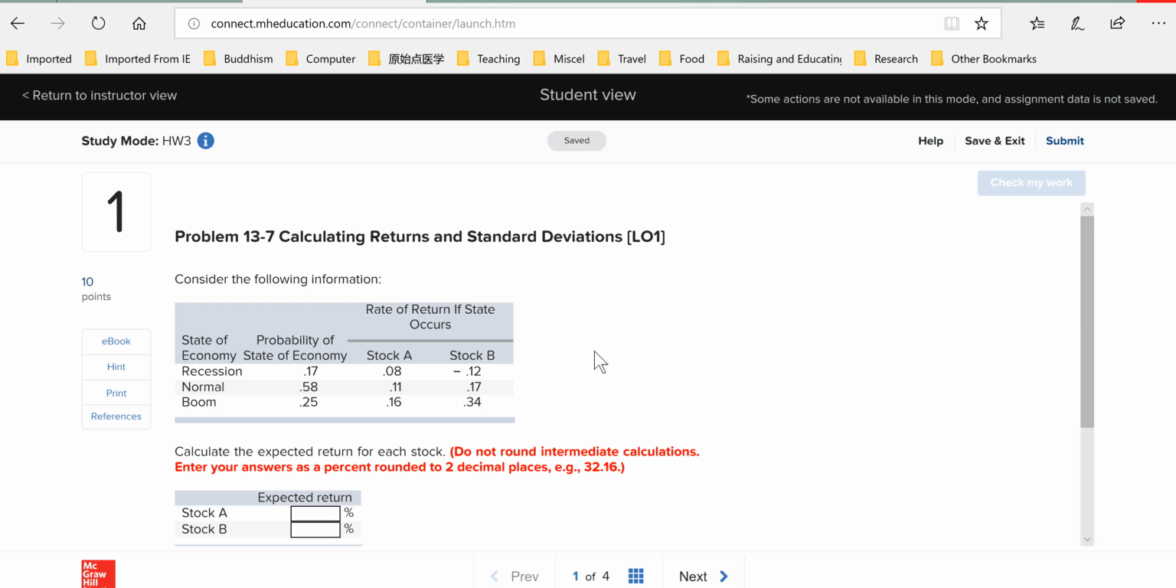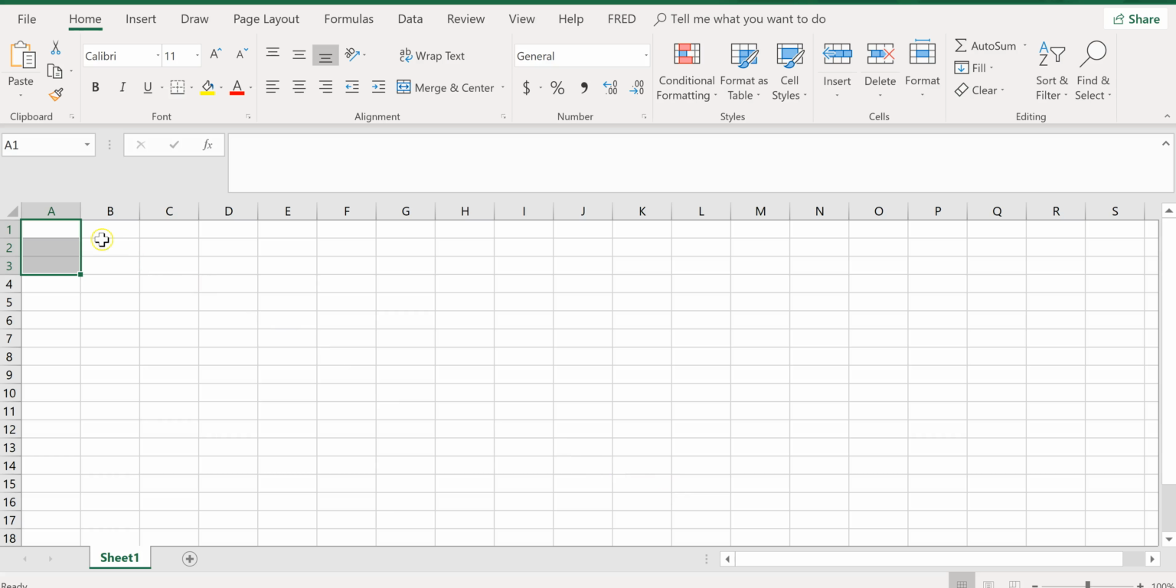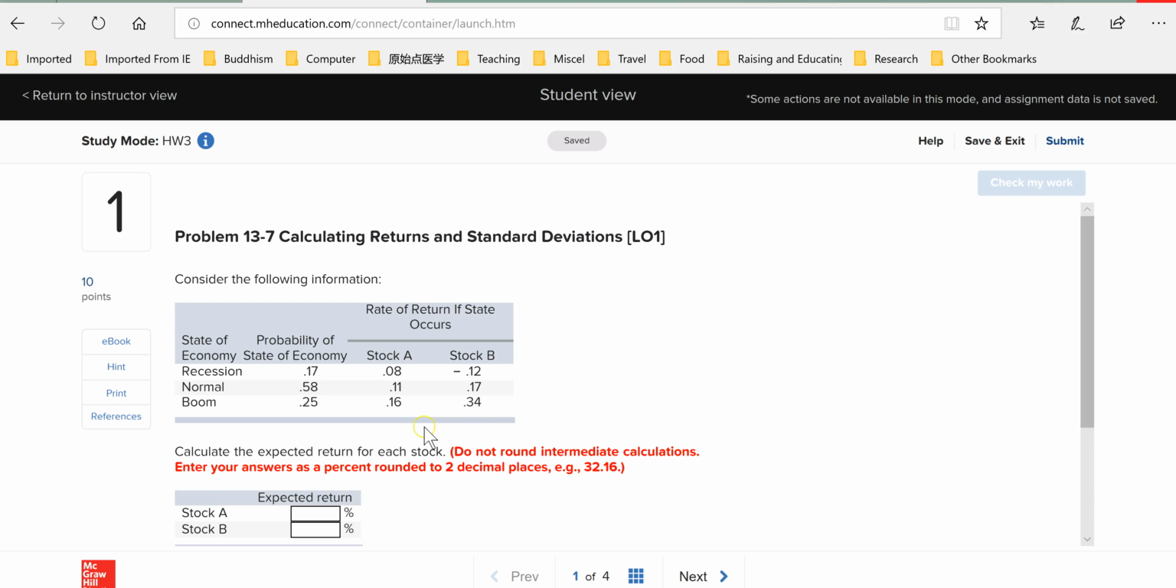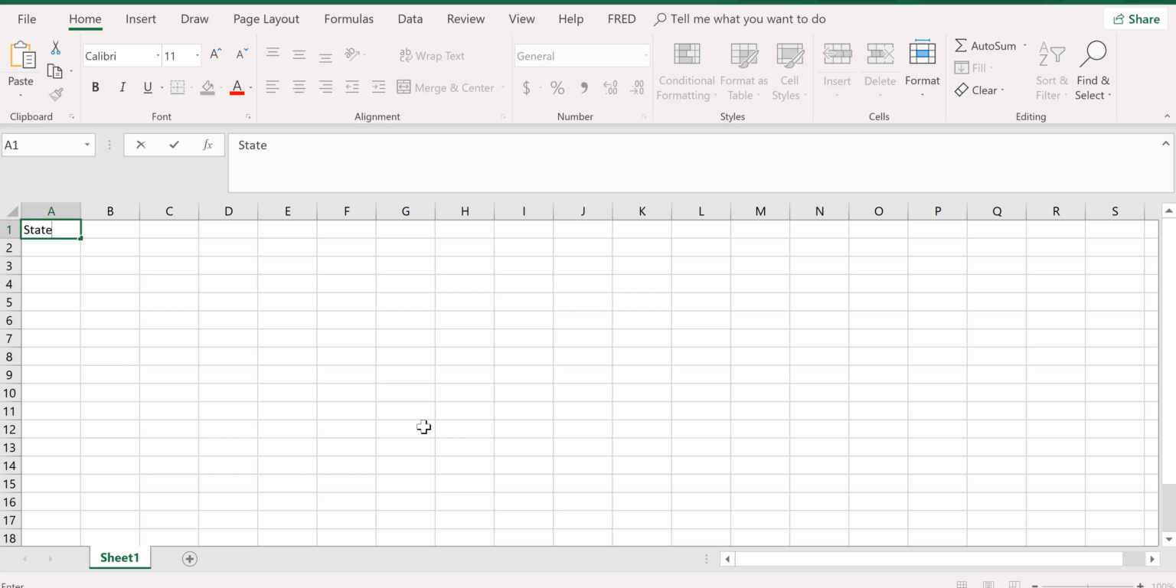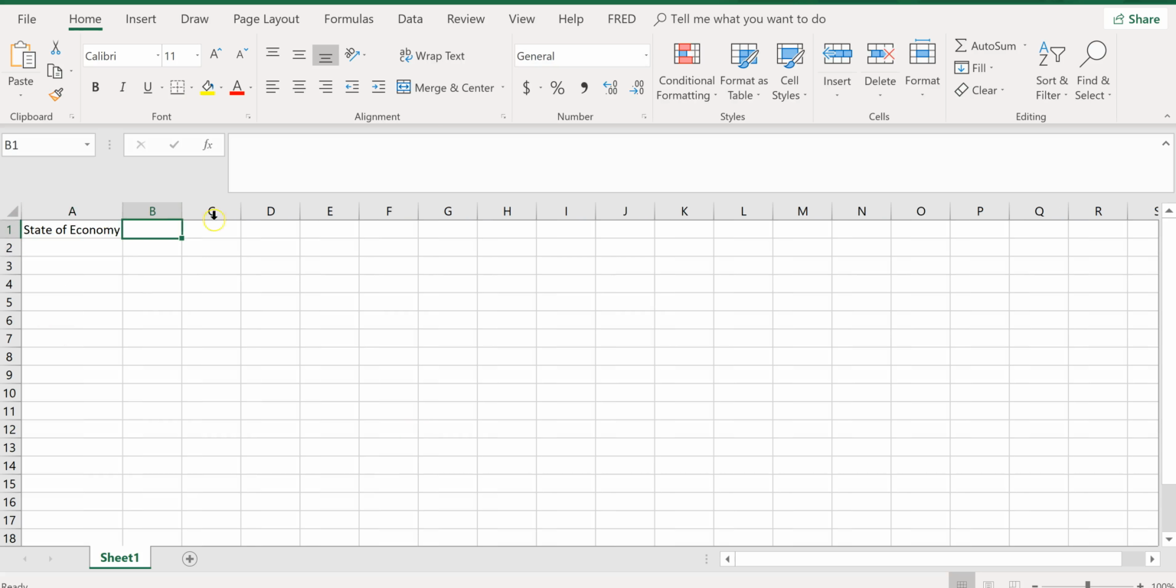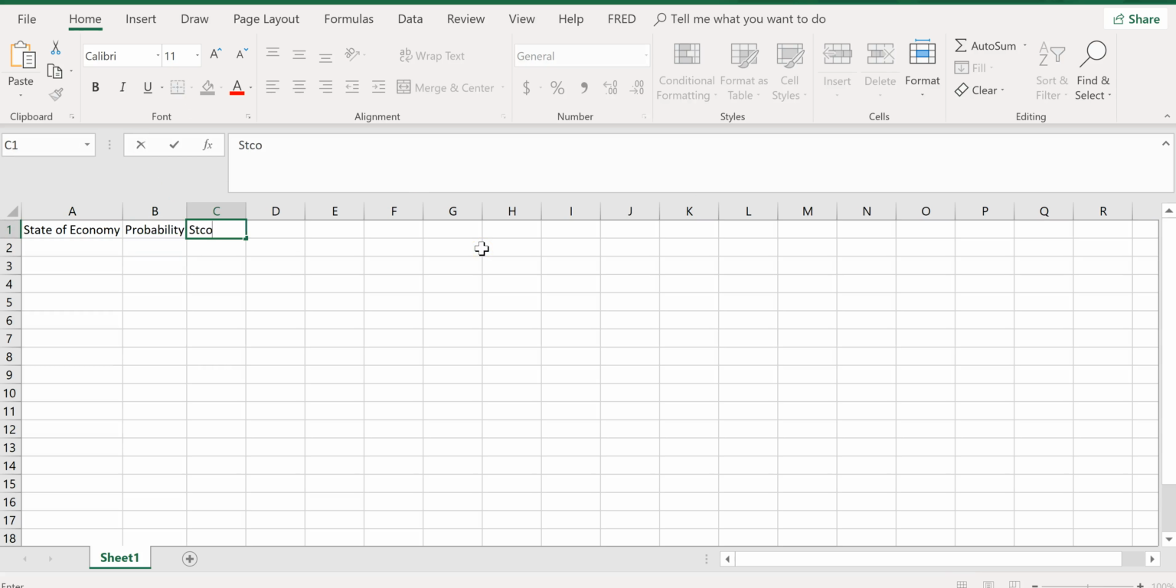For an online class, the most convenient way for me to do these calculations is to use Excel. So I'm going to open a spreadsheet and simply copy the information. State of economy. We have 3 states, and we have probability, and we have 2 stocks, stock A and stock B. The first state is recession.